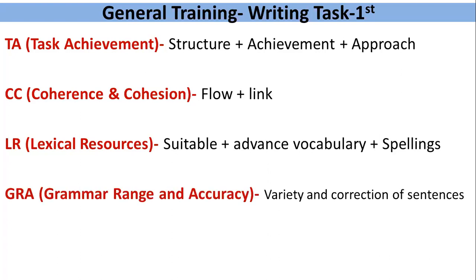And further, GRA, grammatical range and accuracy, means the variety and correctness of the sentences. If the sentences are correct and accurate, and secondly, there is variety in the sentences. There are different types of sentence formations, like complex, compound, conditional, restrictive and non-restrictive sentences. A lot of things. If you use different types of sentences, definitely you will score well.